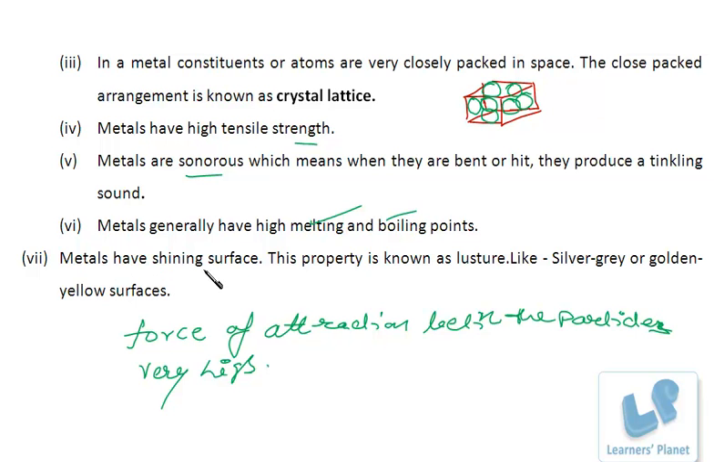Metals have a shining surface. You must have seen the surface of metal. It shines. This shining surface or this property is known as luster. The silver, grey or golden yellow surfaces are there.